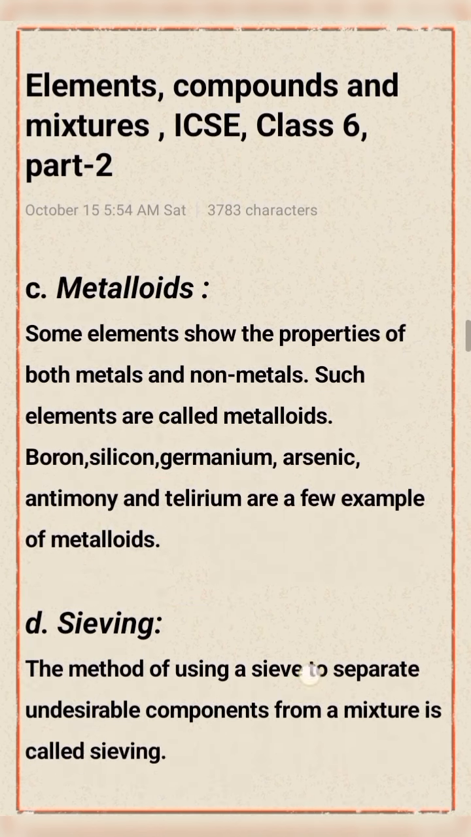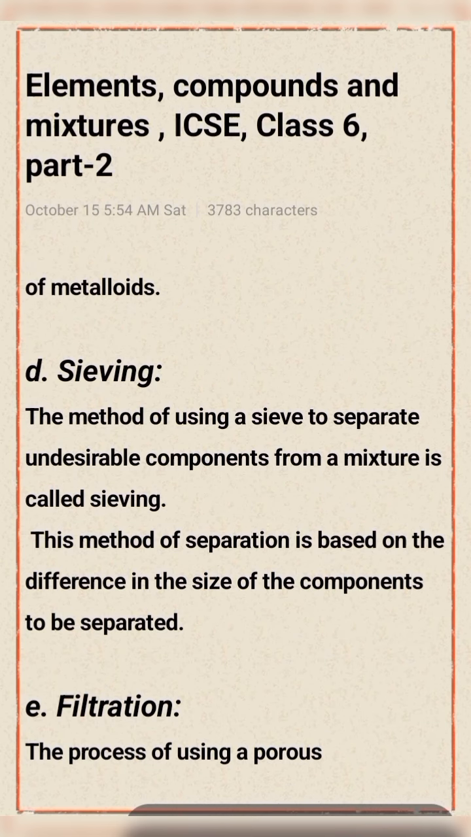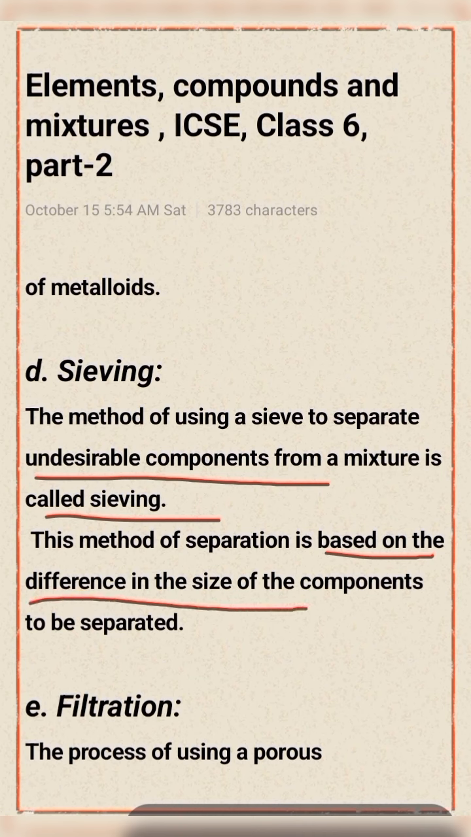Next part, sieving. The method of using a sieve to separate undesirable components from a mixture is called sieving. This method of separation is based on the difference in size of the components to be separated.